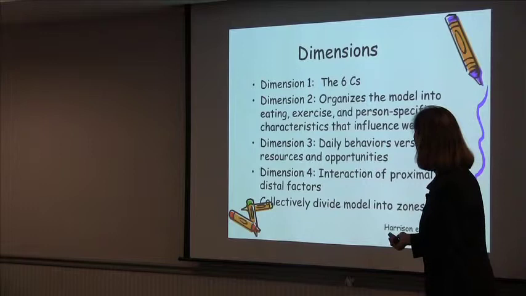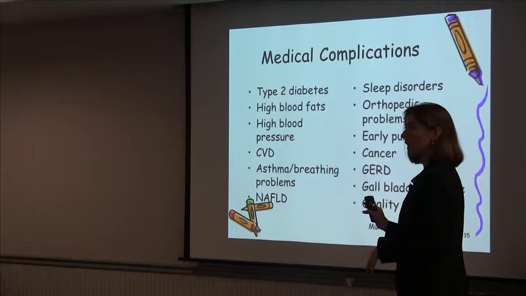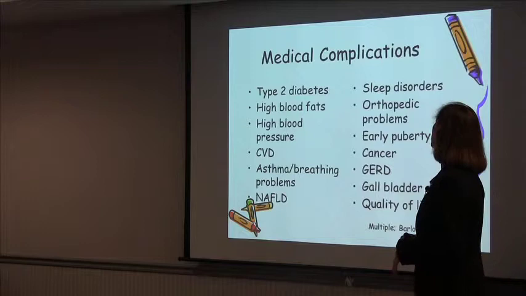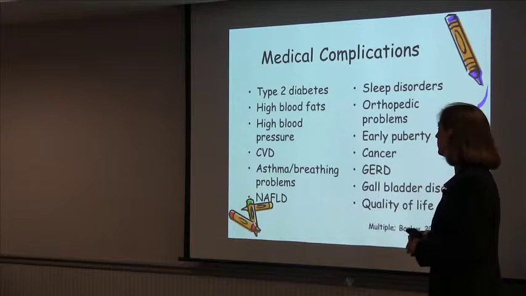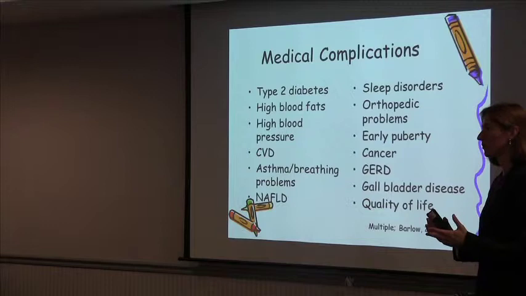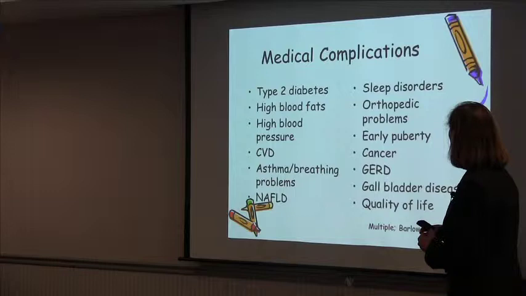So switching gears just for a moment to the complications of pediatric overweight and obesity. In terms of the medical side, we have type 2 diabetes, high blood fats, high blood pressure, cardiovascular disease, asthma and breathing problems, non-alcoholic fatty liver disease, sleep disorders, orthopedic problems, early puberty, which can stunt growth and bring on certain social issues prematurely that children may not be ready to handle. Cancer, certain types, typically more in the reproductive realm, GERD, gallbladder disease, and then health-related quality of life.